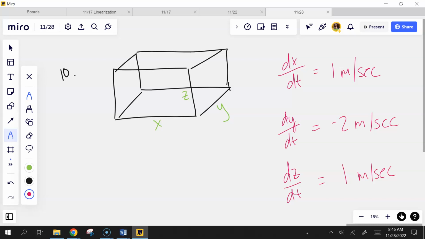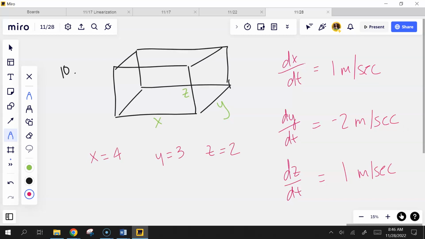Find the rate at which the box's volume, surface area, and diagonal length, and then they give you an equation for the diagonal length, are changing in the instant when x equals 4, y equals 3, and z equals 2. So this is the same for all. So let's look at part A first. Part A says the volume. Find the rate at which the box's volume is changing at this particular instance.